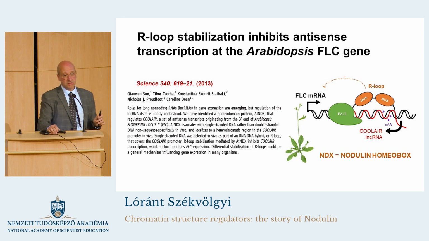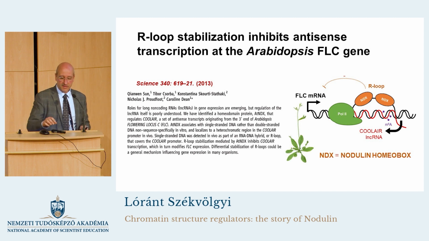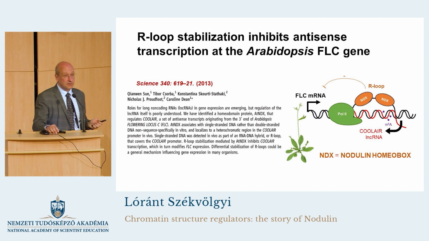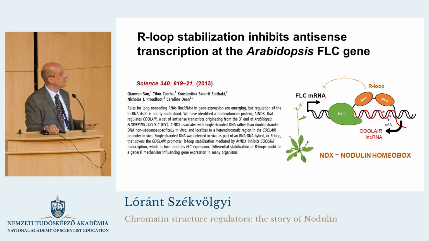At that time, we didn't know any protein that regulates R-loops. It was before the screens and mass spectrometry data that are coming out nowadays. It was the first ever established R-loop regulatory protein, the Nodulin homeobox protein. And I thought, oh, it's a very nice paper, and I happened to know Tibor Csorba, from Gödöllő, who was a postdoc in Caroline Dean's lab at that time.